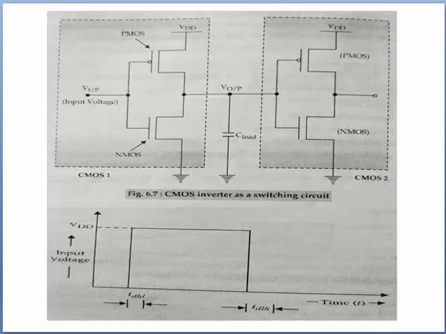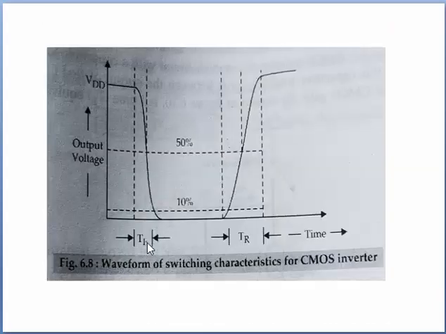Third is rise time. Rise time is the time during a transition when the output switches from 10% to 90% of the maximum value. And the fourth one is fall time, that is the time during a transition when the output switches from 90% to 10% of the maximum value. As shown in this figure, TF and TR are the parameters of the CMOS switching circuit. TF is the falling time at the output, or fall time, and TR is the rising time at the output, or rise time.